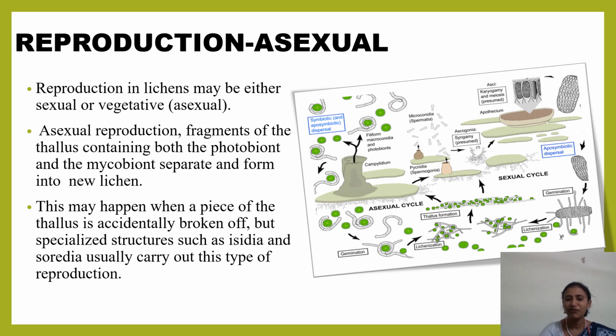If it is broken into pieces and has suitable conditions to regrow, it will definitely regrow on the crevices of crust surfaces. These also have specialized structures called isidia and soredia, which usually carry out this type of reproduction.